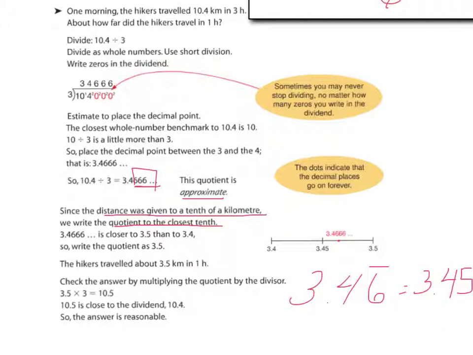Because 3.46 is really close to 3.45. Again, to check it, we could multiply 3.5 times 3, and we would end up with 10.5, which is really close to 10.4. And because this is an approximate answer, because we've rounded it due to the repeating decimal, we know that answer is reasonable. We probably did our math calculations correctly.